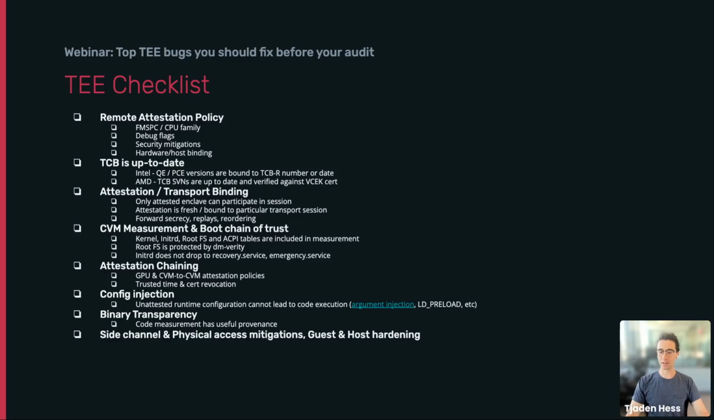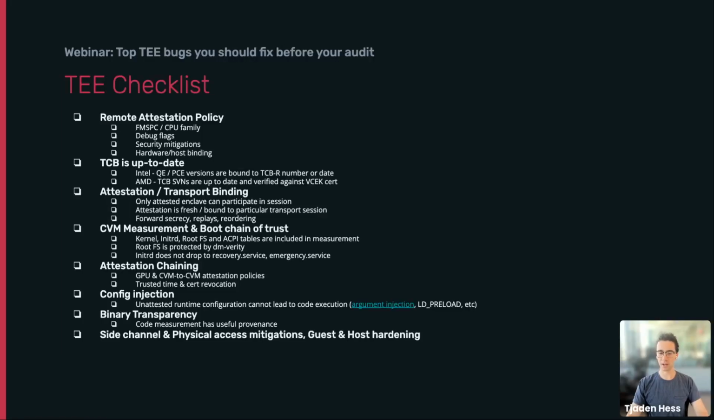We have a TEE bug hunting checklist that is a fraction of all the things that we would do during an audit, but I think it gives a concrete way for people who are building these sorts of applications to find the bugs that are most common when we look at TEE applications.